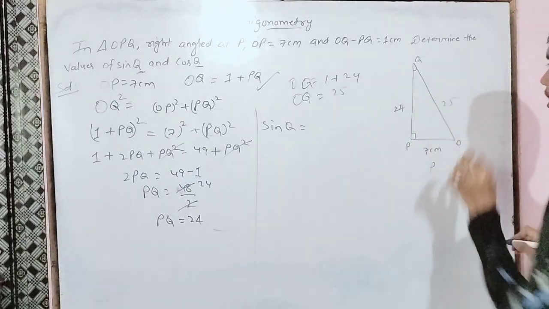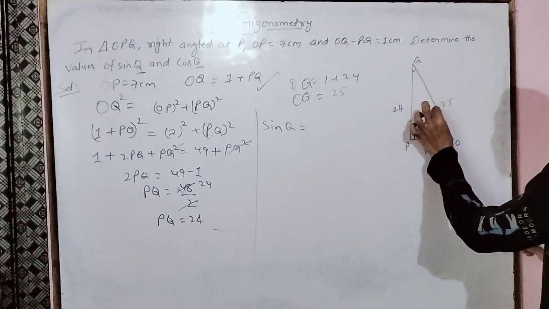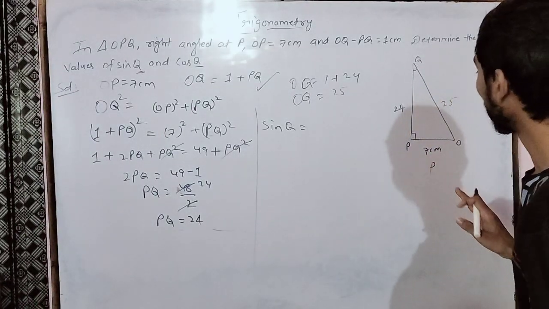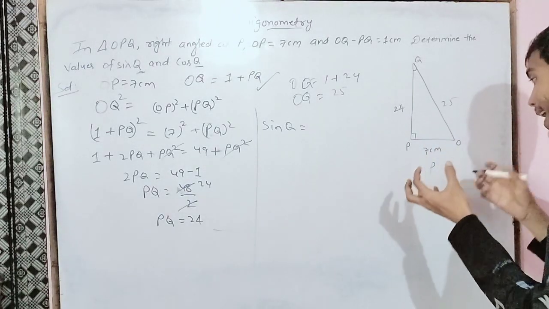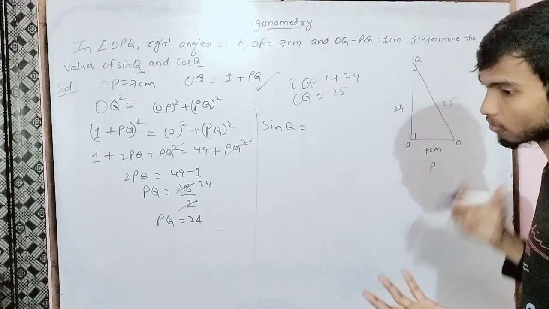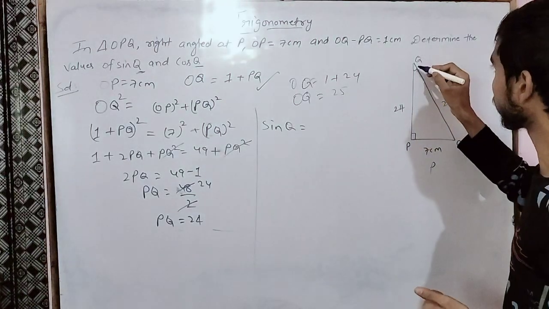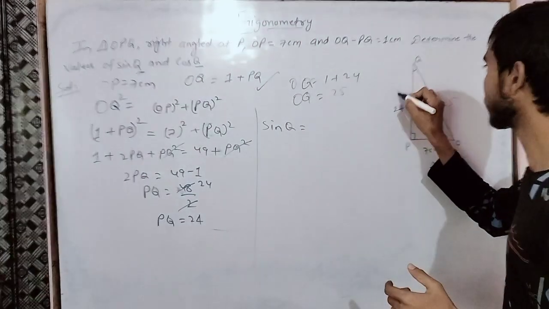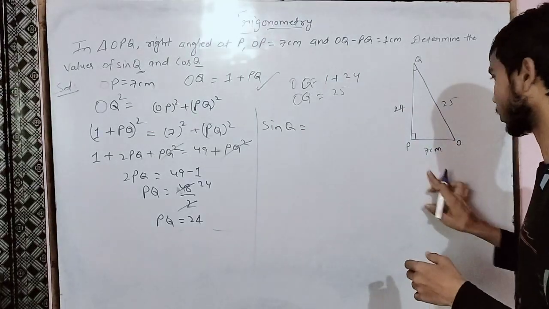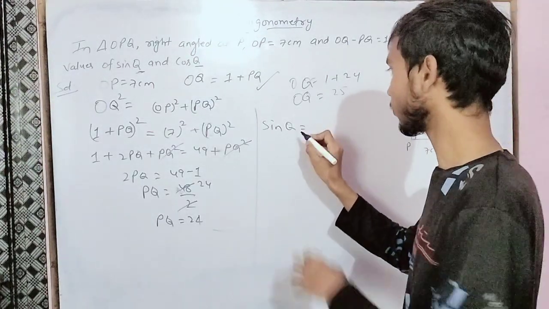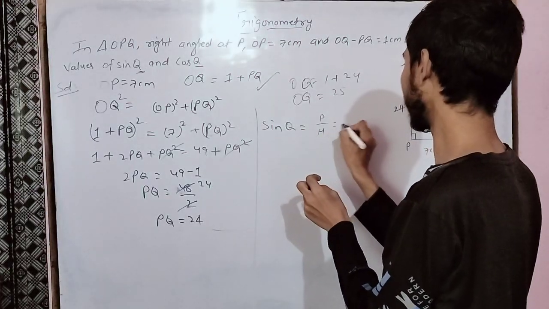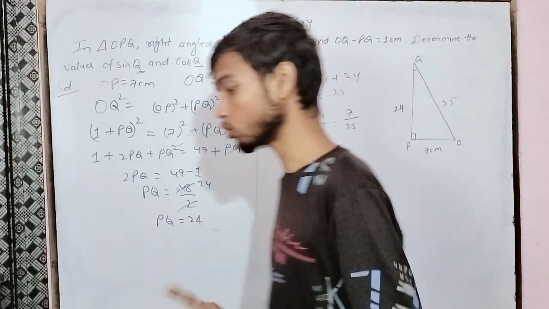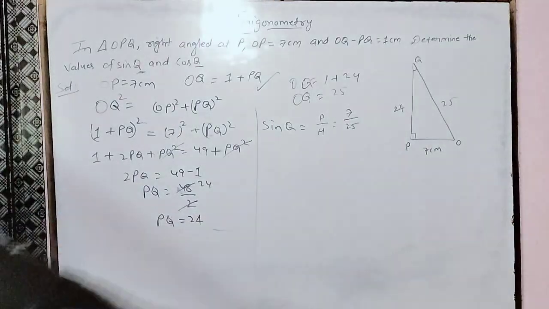And this is fixed. We cannot change this. According to theta, this hypotenuse will not change. But according to theta, the perpendicular side and base side will change. As you know, opposite of theta is perpendicular and this is the base. So the ratio is P upon H, and P is 7 and H is 25. This is what we got from this figure.